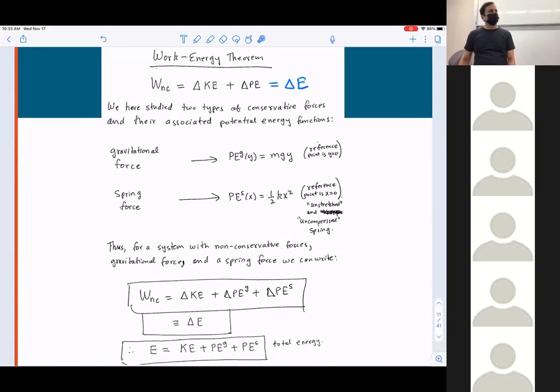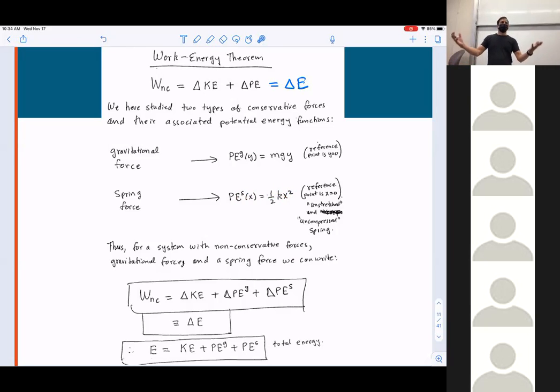So here is, in some sense, a summary of the work energy theorem. So remember that in the work energy theorem, the work done by all the non-conservative forces is just equal to the change in the total mechanical energy of the system. And the change in the total mechanical energy of the system is the change in its kinetic energy plus the change in its potential energy. The gravitational force, which is conservative, has a potential energy function, which is mgy, and the spring force, which is also a conservative force, has a spring potential energy function, which is 1/2 kx squared.